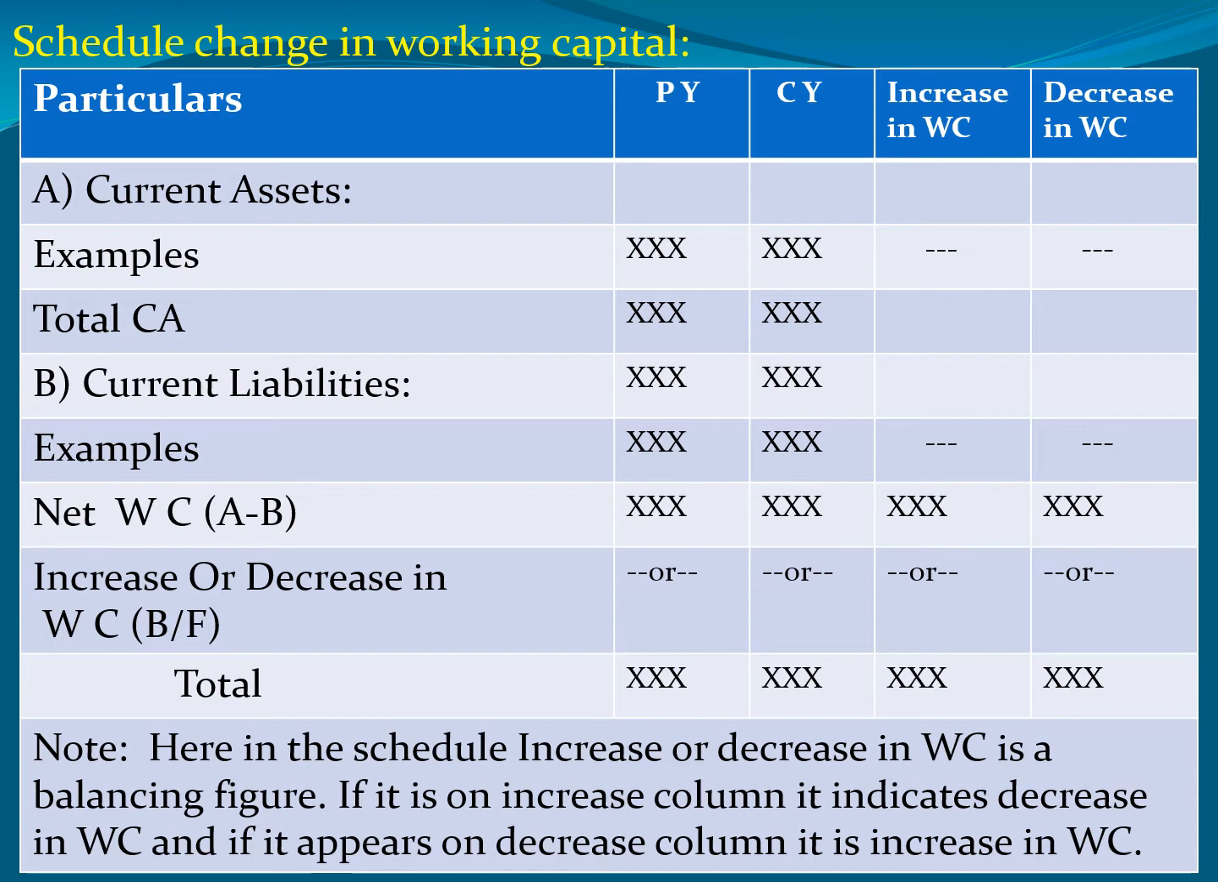Particulars, quite a bigger column, previous year, current year, amount column. Then effect on working capital, divided in 2 parts, increase in working capital and decrease in working capital. The shape of the schedule change in working capital should be properly managed. In the particulars column, we begin with current assets. I have written here examples.